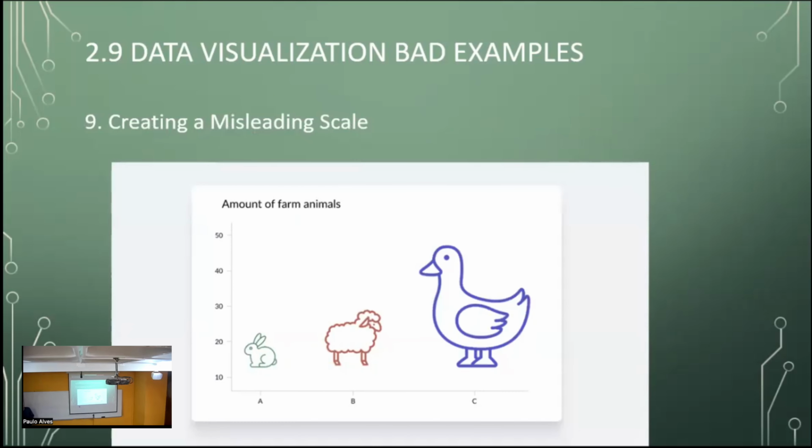Another bad example. This is similar to the previous one, that is the misleading scale, okay? We can have that problem in graphs, as we saw before, but it could also be in pictograms, okay? This is an example. Of course, the deck should not be bigger than the sheet if you want to use the right scale.